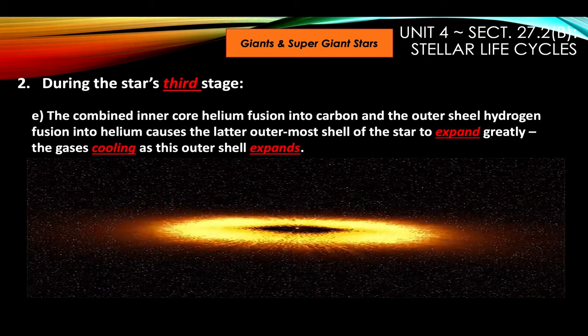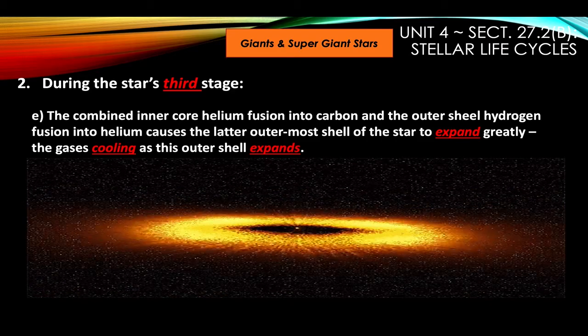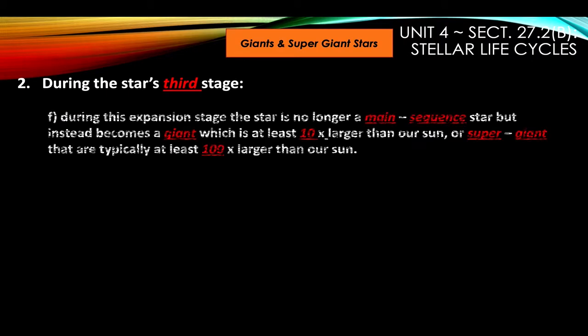So the combined inner core helium fusion into carbon and the outer shell of hydrogen fusion into helium causes the outermost shell to expand rapidly because there's less above it, so it's going to push out. And the gases will cool as the shell expands. They're getting farther apart, they're losing energy. At the expansion stage the star is no longer a main sequence star. Once this starts to expand out, it's no longer considered a main sequence.